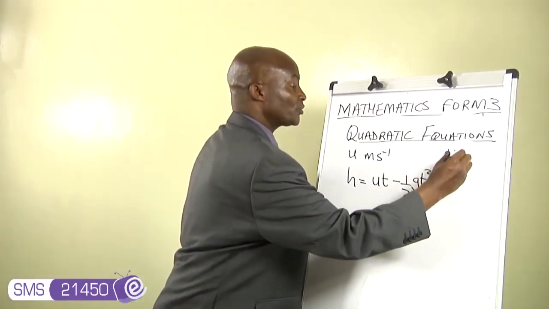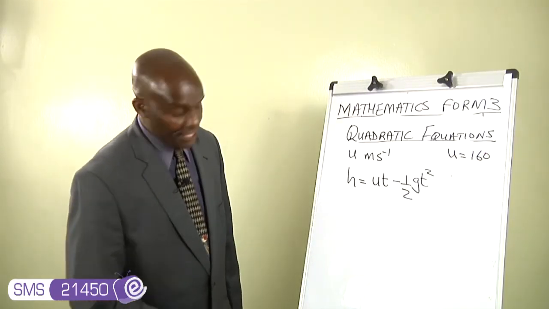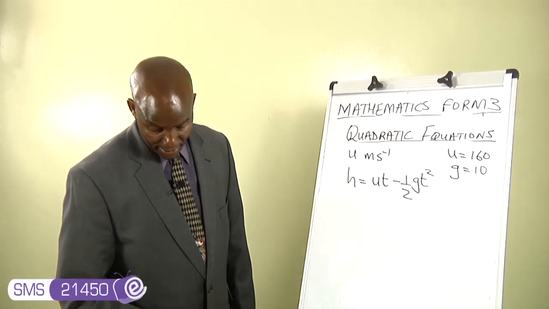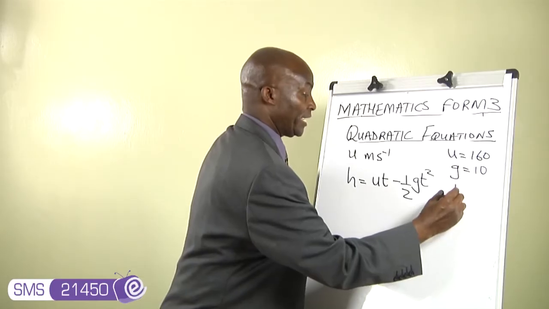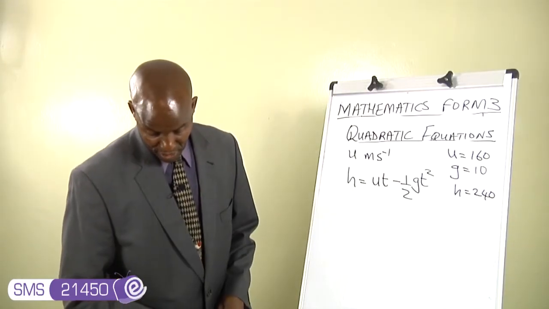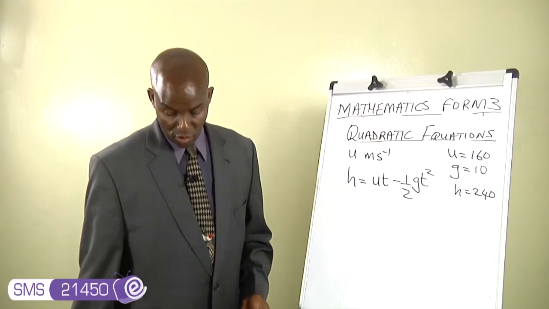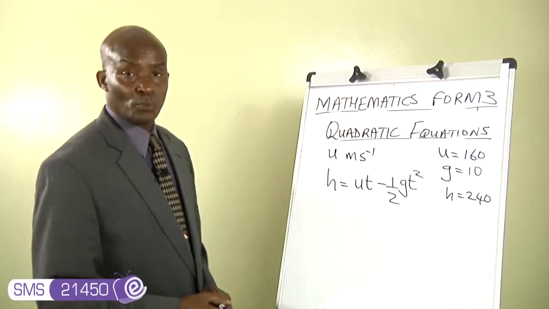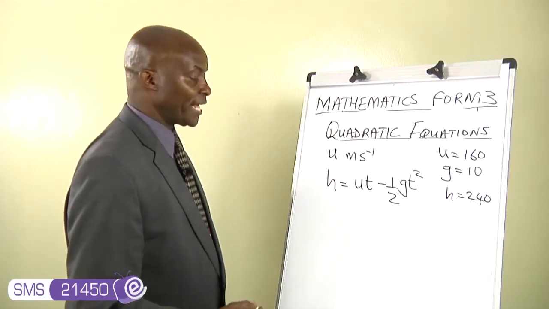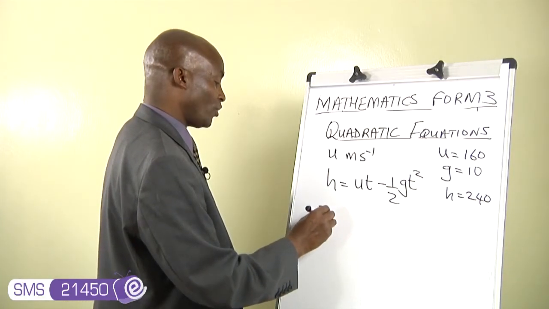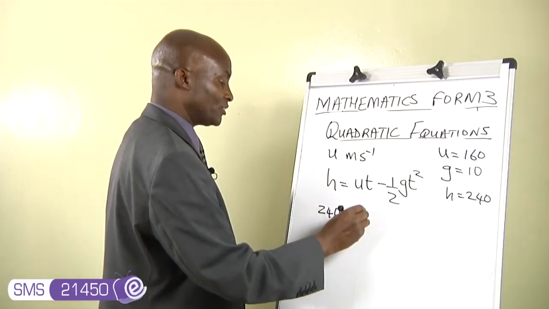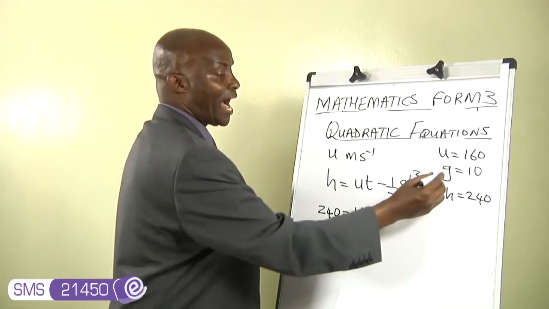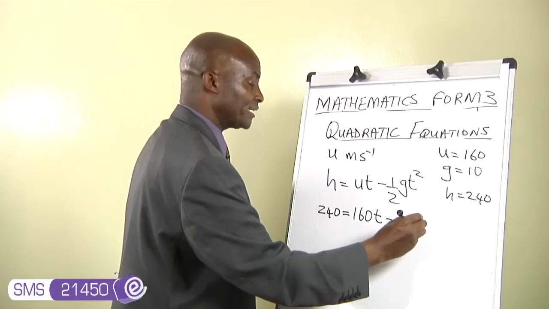Now, we are given that u is equal to 160 meters per second, and g is equal to 10, of course g represents acceleration due to gravity, and the height it rises to, h, is equal to 240 meters. You are told, find the time the stone takes to rise to that height. That should be simple. All we need to do is substitute these values u, g and h in the formula. So we will say h, which is 240, is equal to u, which is 160, t is not given, then minus a half g. A half g means a half of 10, which is 5, then t squared.